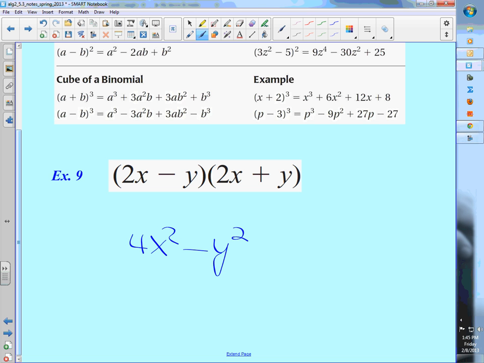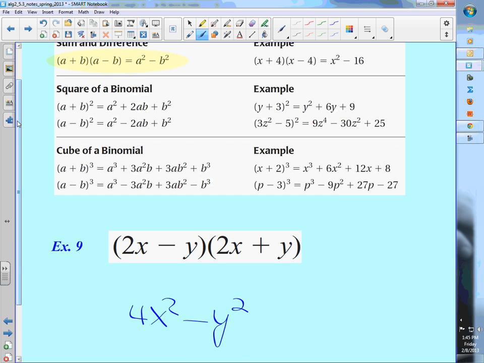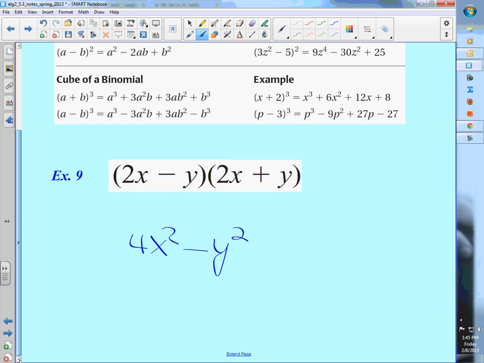So you don't have to really spend a lot of time foiling. If you have a plus b times a minus b, your answer has to be a squared minus b squared. A minus b, a plus b, a just happens to be 2x. 2x all squared is 4x squared minus y squared. No need to make this really complicated. Some of you are still going to say, oh, I really don't want to learn those things, I'm just going to do this every time. You've got to learn the shortcuts.